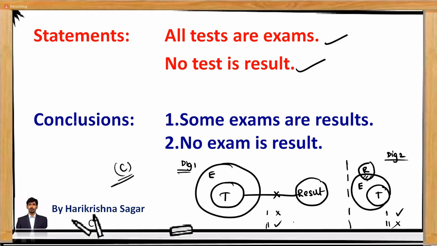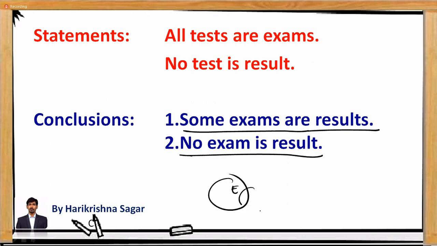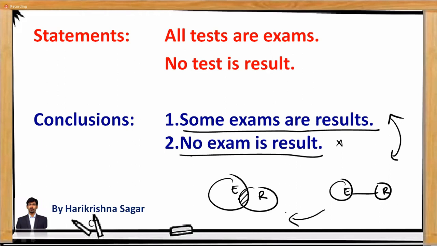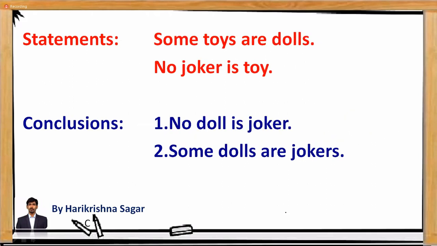That's option C. Even by looking at the diagram, some exams are results and no exam is a result. You can observe these two are inverse statements. If some exams are results is correct, then no exam is a result is wrong. If no exam is a result is correct, then the first one is wrong. That's the reason we can mark the answer choice as option C. Look at the next question on the screen.